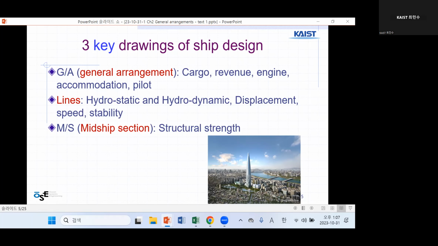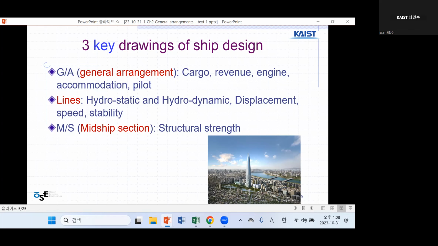So for the cargo ship, cargo is the most important because it earns money. The revenue comes. And engine, you have to place the engine. And accommodation for people, the crew members. And then the pilot house is the bridge, because there the captain is located and they drive the ship. And lines, so GA, lines, and midship section, those are the 3 main key drawings.